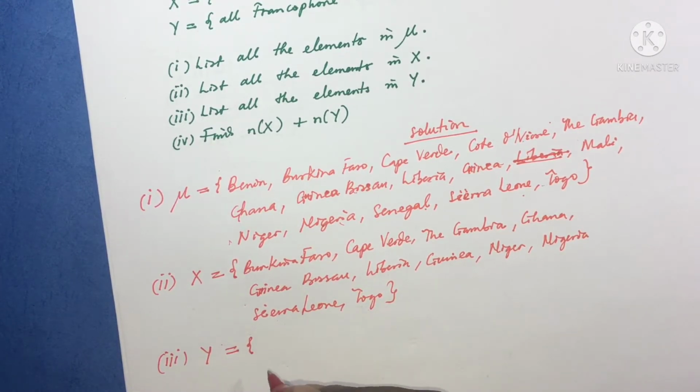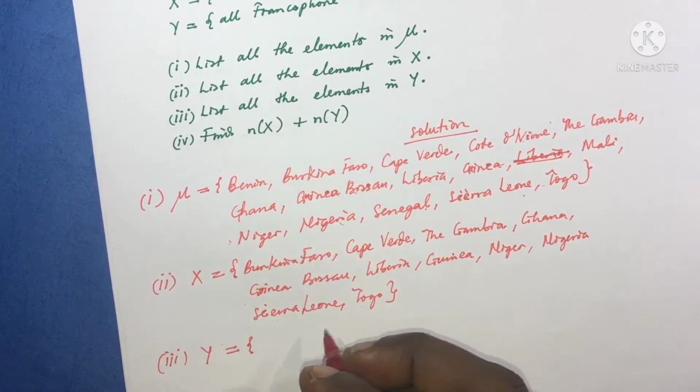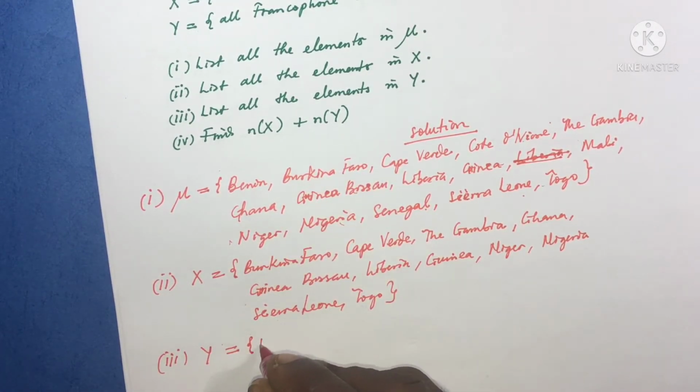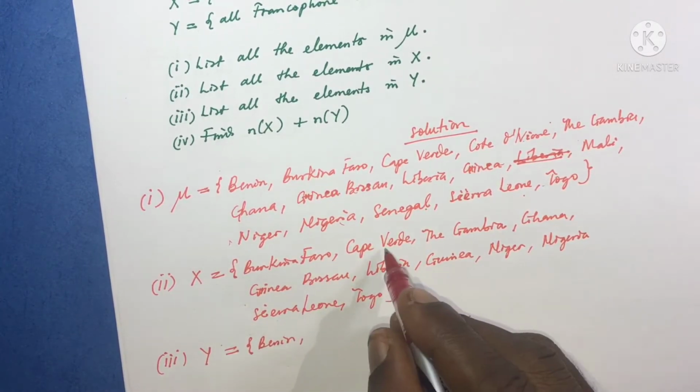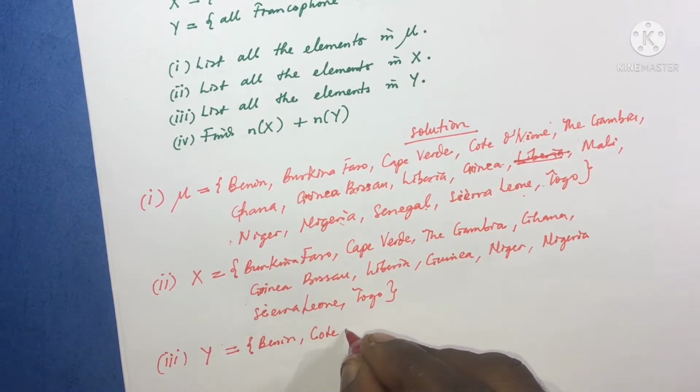So I'm going to put here all the elements we did not put in X from the universal set. So which one did we not put? We did not put Benin. Burkina Faso is there. Cape Verde. Côte d'Ivoire we did not put. So I'm going to bring Côte d'Ivoire here.